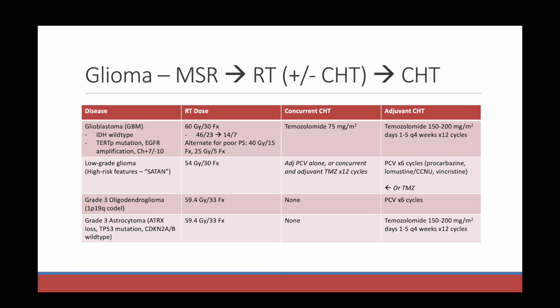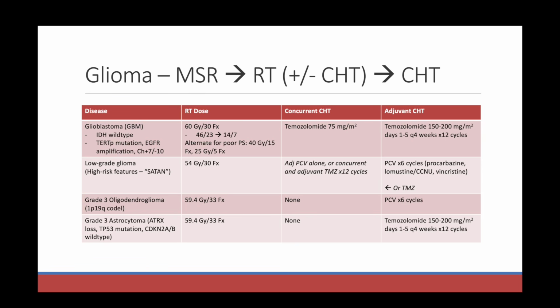And remember, the dose is 60 gray in 30 fractions, and there's alternate dosing for poor performance status patients, but likely I think if this comes up, it's going to be an otherwise healthy patient. So 60 gray in 30 fractions would be the dose.